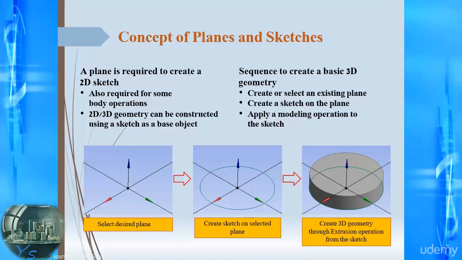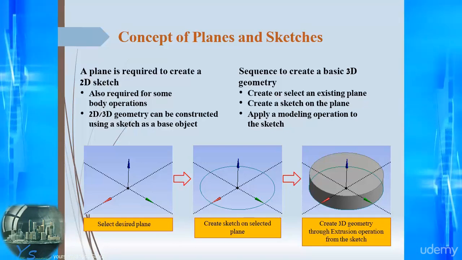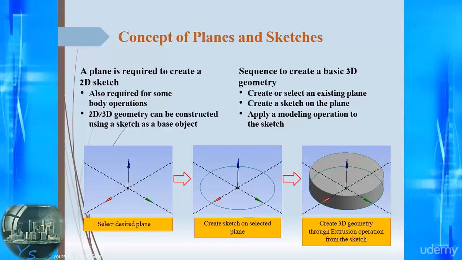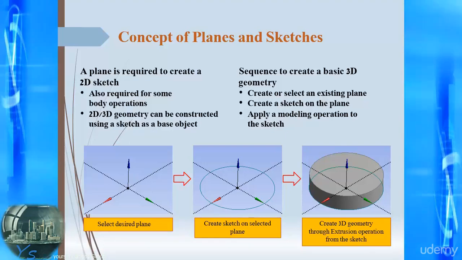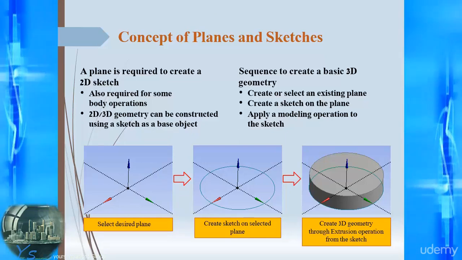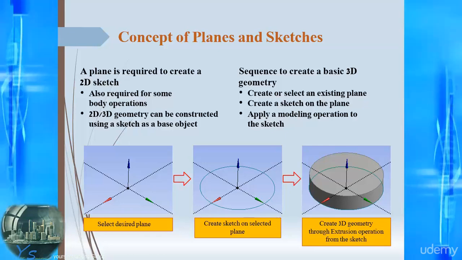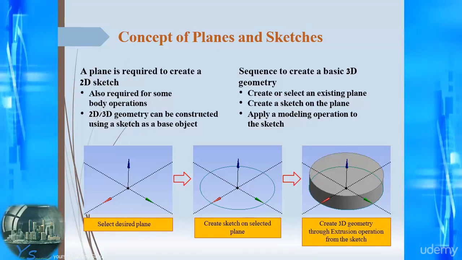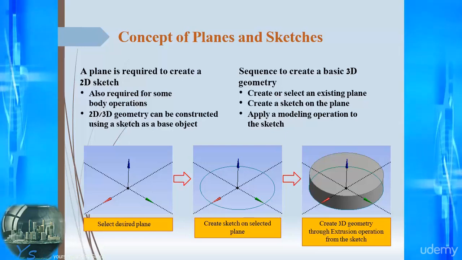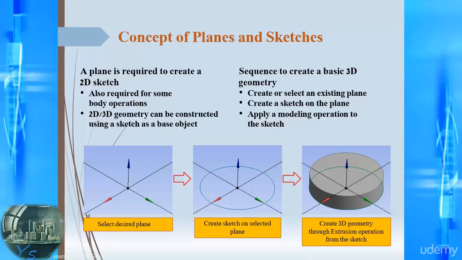On that plane we can then create a sketch. In this instance we've created a sketch of a circle, and that circle as a sketch is then reliant on that plane. With that circle we then can perform a 3D operation, in this case to extrude it into a cylinder shape, where we can see the reliance of the geometry of the body to the sketch, and then the sketch to the plane.